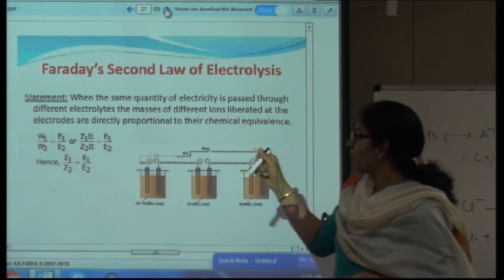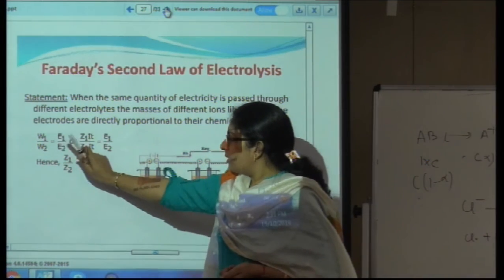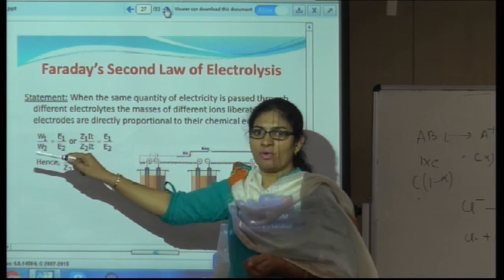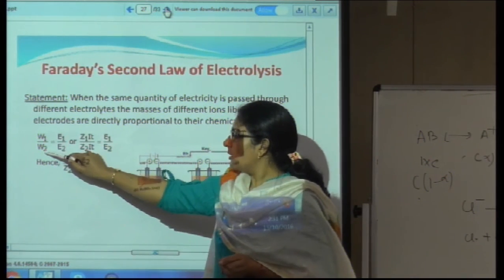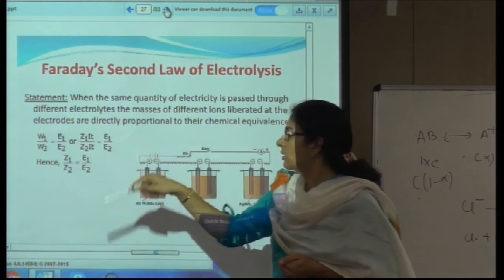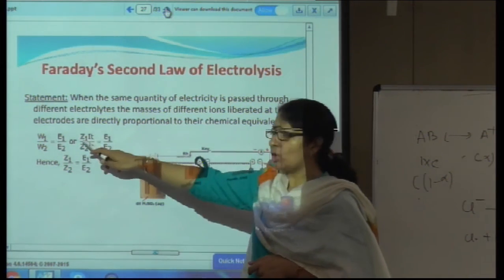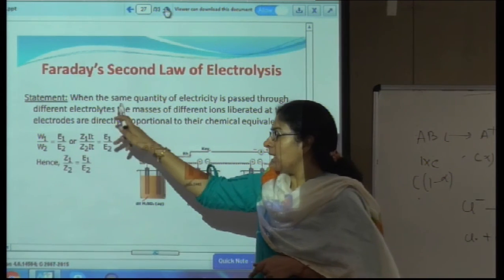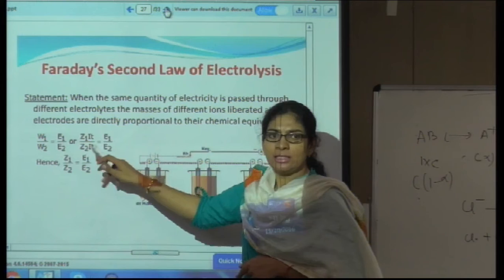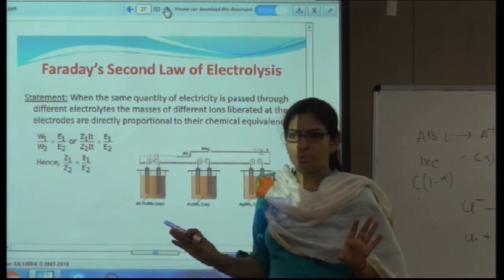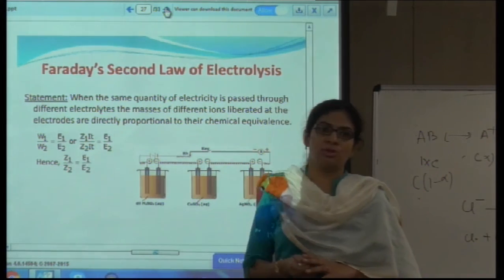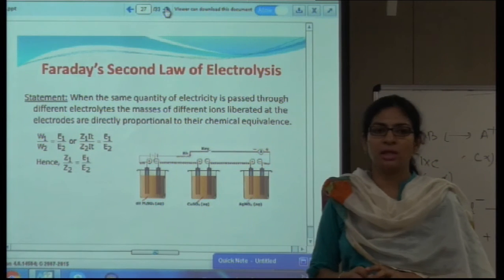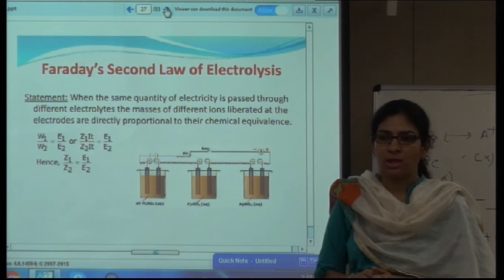So if you have two solutions, W1 is representing the weight of the first component that is being deposited. It will be proportional to E1, and W2 is proportional to E2. So you take their ratio. And W, you know, is ZQ, further can be written as ZIt, and I and t are the same because you are passing the same charge. So it can be further written as Z1 upon Z2 equals E1 upon E2, so electrochemical equivalent will also be proportional to their equivalent weight.